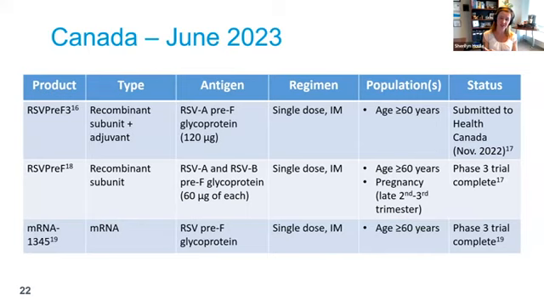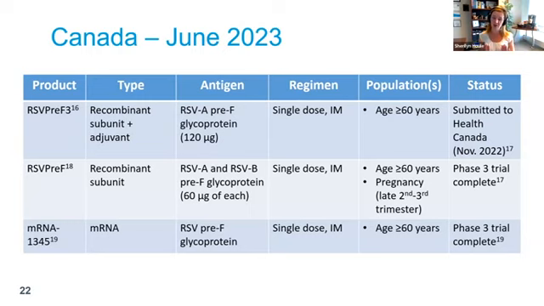In terms of the antigen content, the RSV pre-F3, the adjuvanted vaccine, has 120 micrograms of the RSV-A glycoprotein specifically. The recombinant unadjuvanted vaccine has both RSV-A and B with 60 micrograms of each. So we still have 120 micrograms total, but it's split between 2 different subtypes of the RSV virus. And the mRNA is just overall encoding for the pre-F glycoprotein of RSV as well.